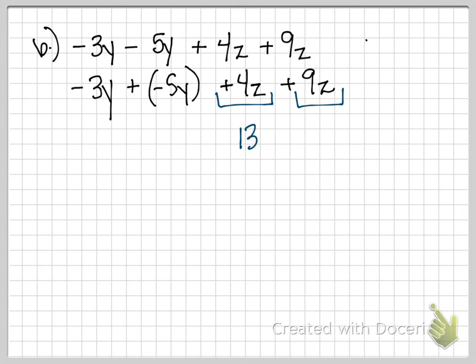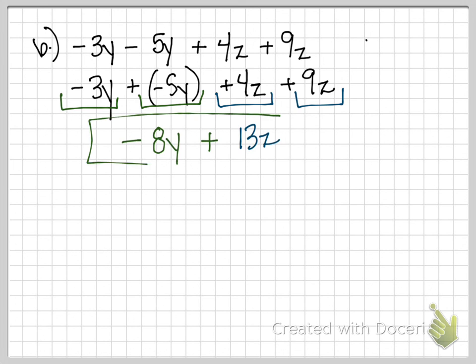13z. Okay, what else? What's another set of like terms? Brady: Negative 3y and negative 5y. Good. Can you combine those? Negative 8y. And these are plus because that was positive 13z. So then should I put these together and say that it's negative 21y? No, because why? Nicholas: Because they have different variables. Very good. These are not like terms. This is simplest form. We're done.